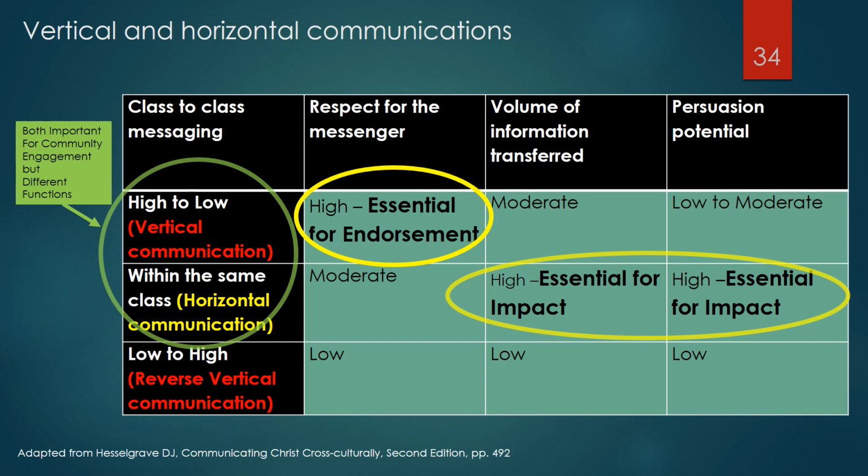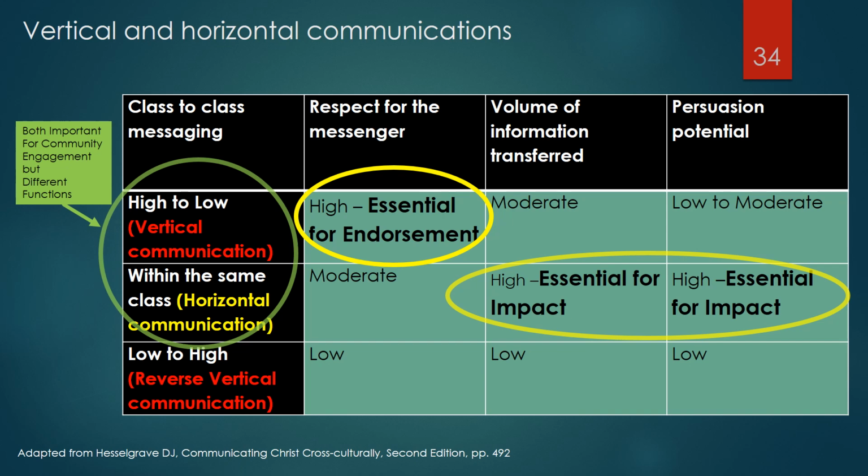Having said that, prestige support, formal leadership support, higher class to lower class communication, or vertical communication, is also important for successful engagement. An essential first step in community engagement is to obtain formal leadership support for the program or message. Their support will lend authority, respect, and prestige, though that support may not have great impact on message volume and dissemination or persuasion to all classes in the community.